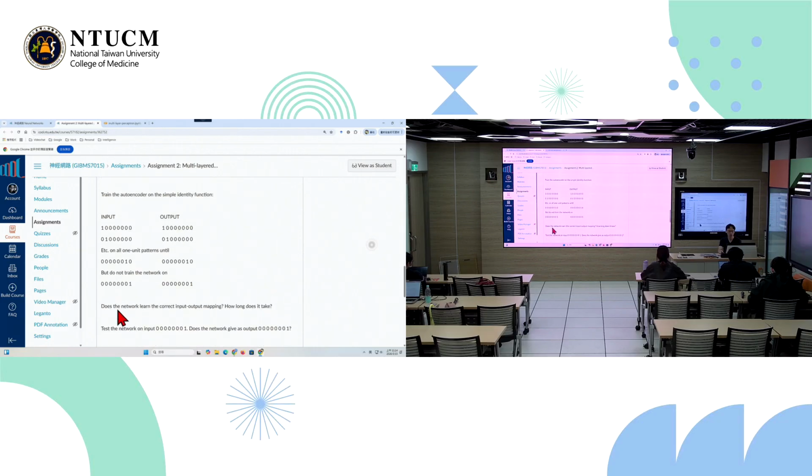Now, the question would be, does the network learn the correct input-output mappings, and again, how long does it take? So you have that iteration plot. You can check when it settles, all right? So try that out at least. Does it do the auto-encoding? Okay, so let's just try that first part first.